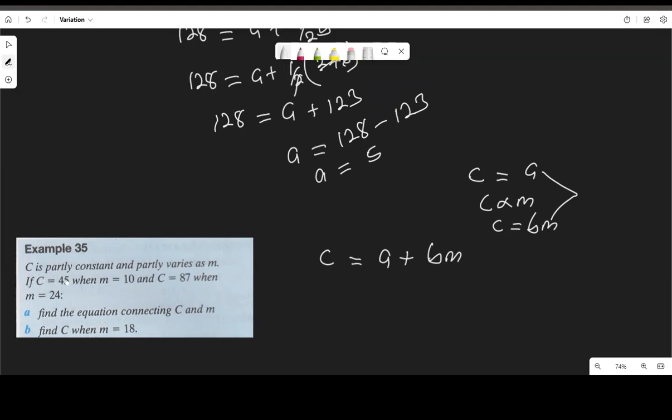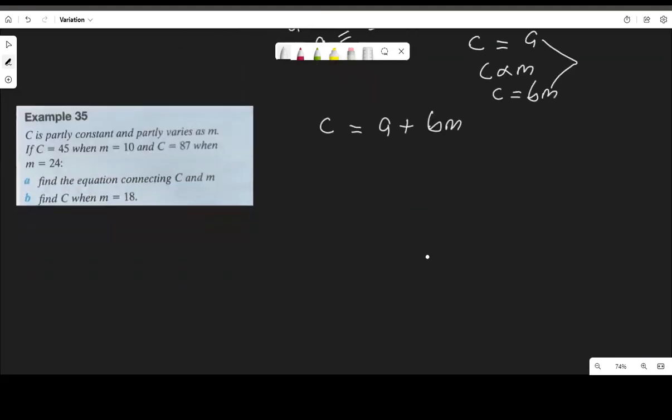So now, if C is 45 when M is equal to 10, and C is 87 when M is 24, find the equation connecting C and M. This is the equation connecting them. Now, finding the values of A and B. Say C is 45, meaning 45 is equal to A plus B times M, which is B times 10.